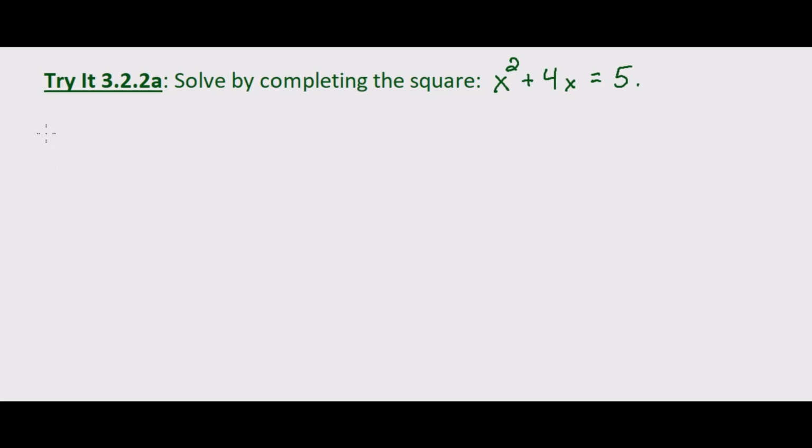So in this problem, we are asked to solve by completing the square. We're given x squared plus 4x equals 5. The process is the same as what we were doing with expressions, only what we do to one side, we have to do to the other side.